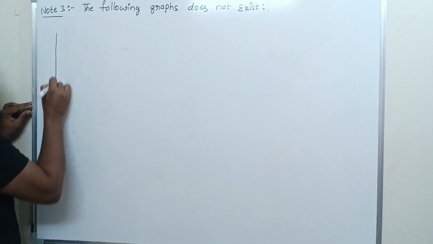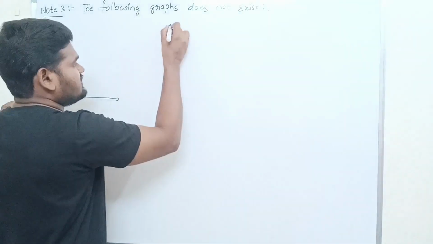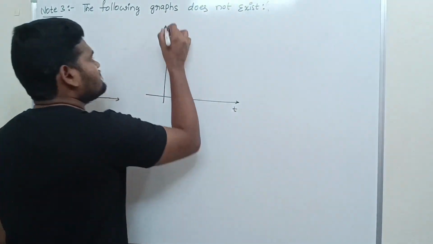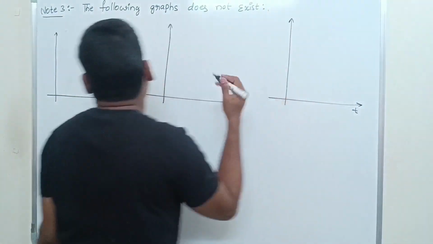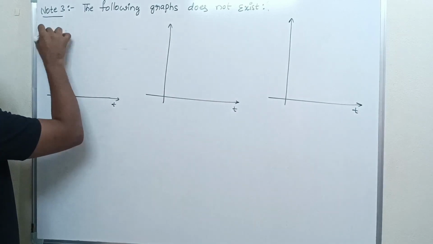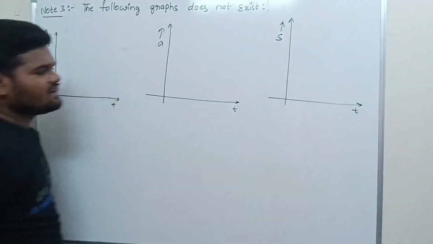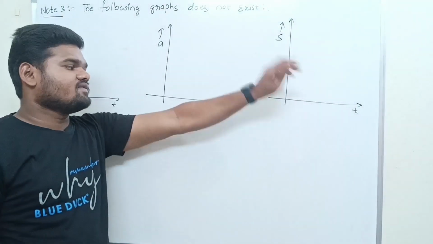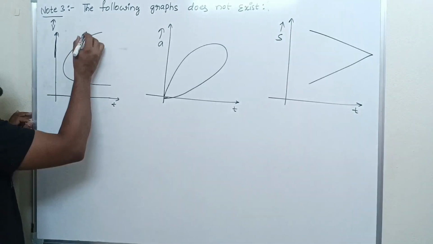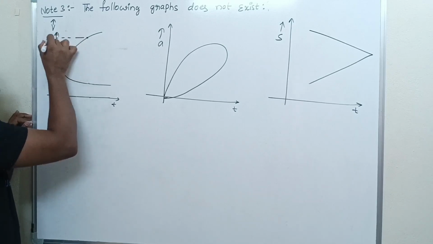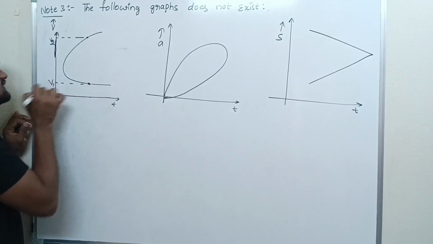Right. So I am taking the graphs like this. First graph, second graph, and third graph. Let us see velocity versus time, acceleration versus time, displacement versus time. Whatever it is. So why do they not exist? Have a look. Let us say at this point the velocity of the object is v1 or v2, and at this point the velocity of the object is v1.